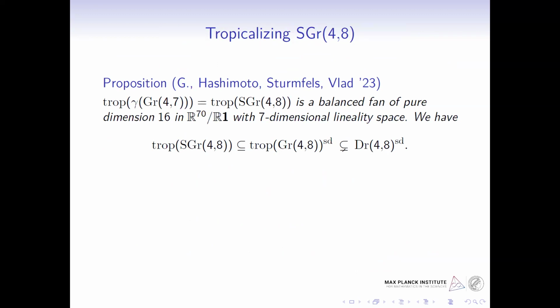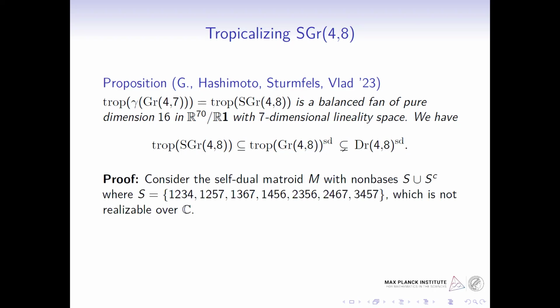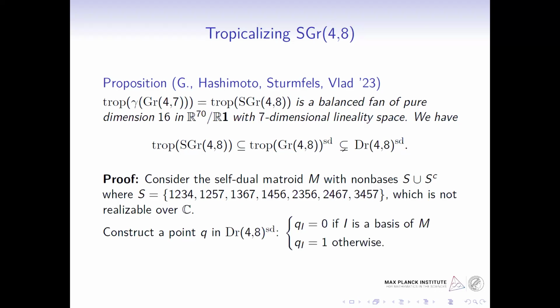And this last inclusion is the final part of this talk, which is where I ask you to remember what I said at the beginning: there was this one matroid of rank 4 on 8 elements that was not realizable over characteristic 0. We need it now. So we take this self-dual matroid of rank 4 on 8 elements that is not realizable over C, and now we can build our point in the self-dual Dressian that's not in the tropical Grassmannian. We construct this point: we set Qi to 0 if i is a basis of the matroid, and 1 otherwise.